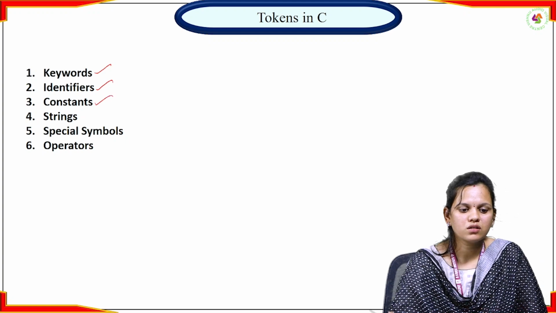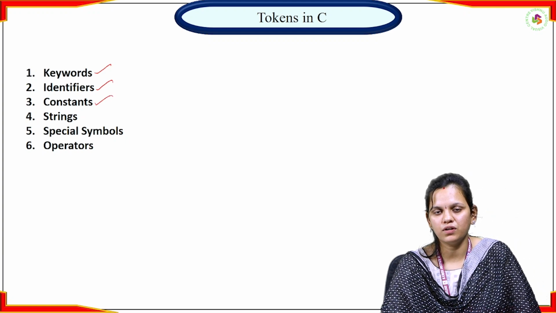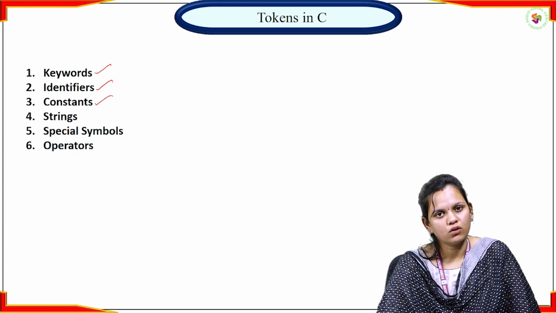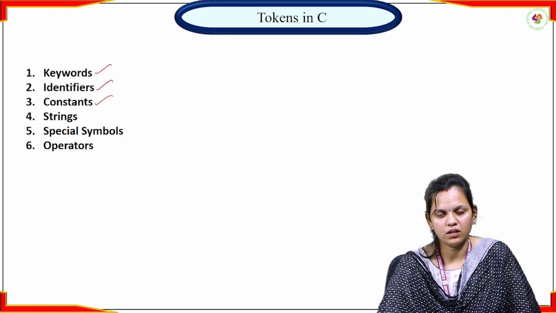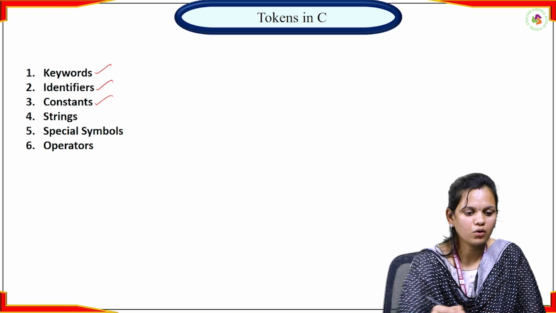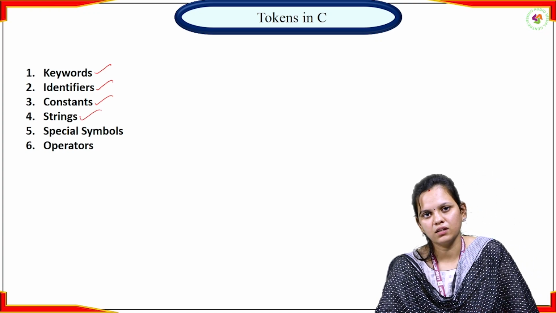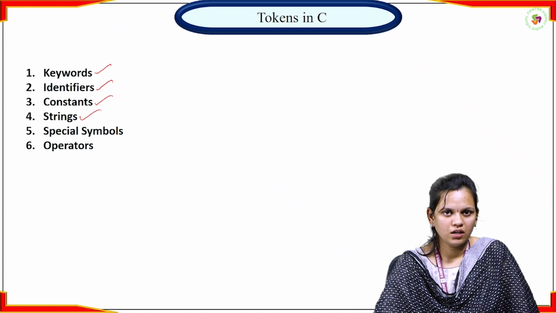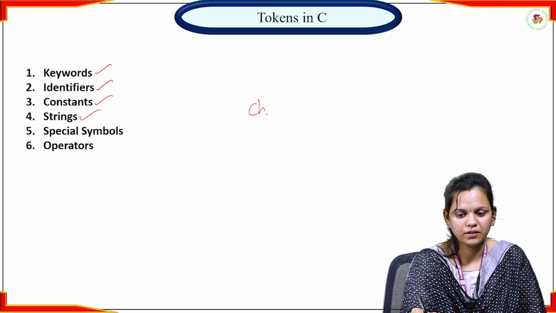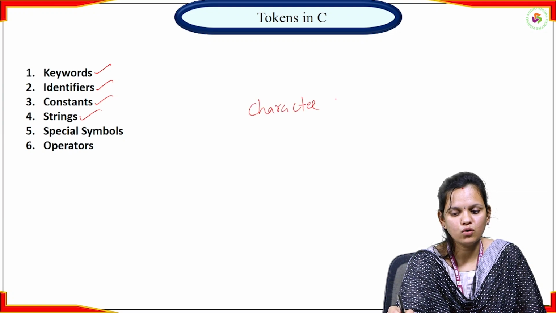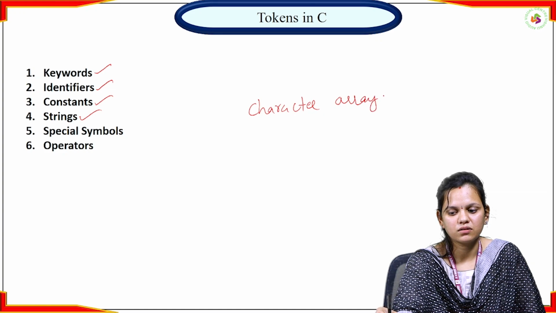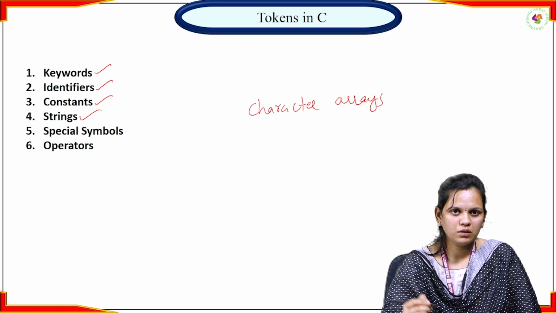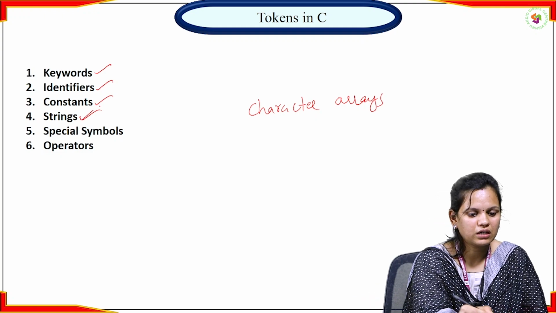Okay, and coming to the constants, as I said earlier, the constant will have a fixed value and that value cannot be changed throughout the program. So in constants we have numerical constants and character constants also. Okay, and then strings are the collection of characters, and strings are represented using character arrays, as we do not have a specific data type to declare the string.